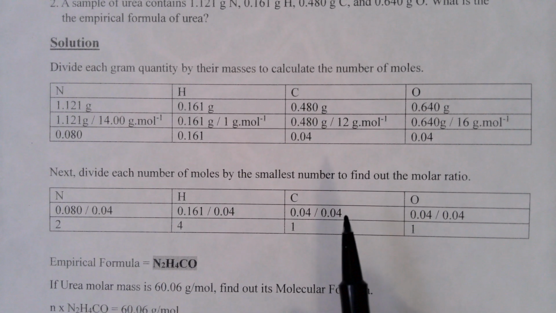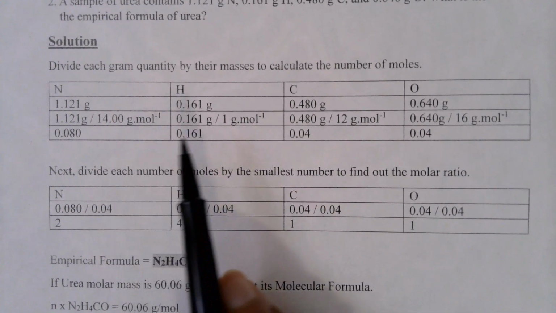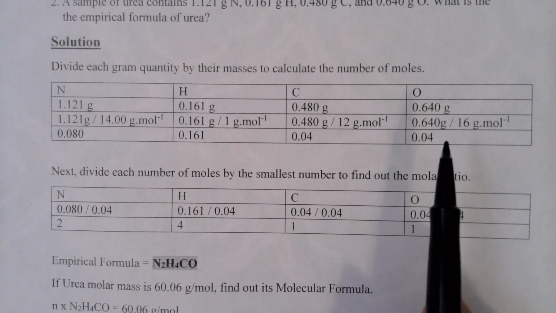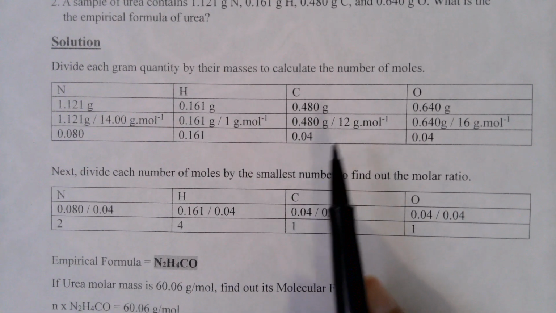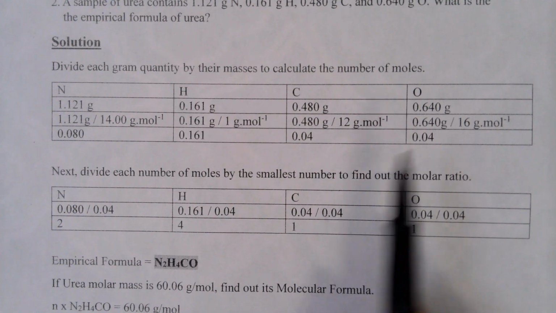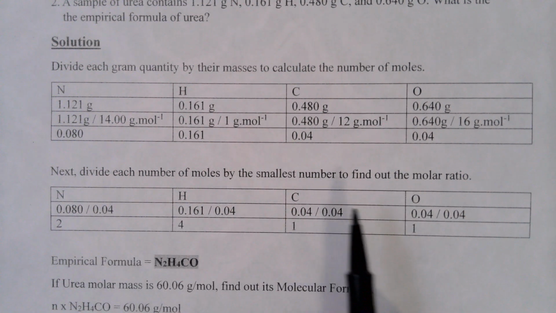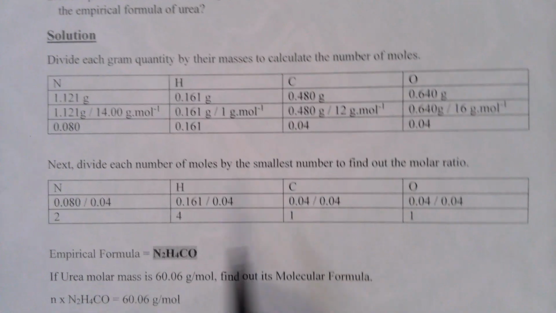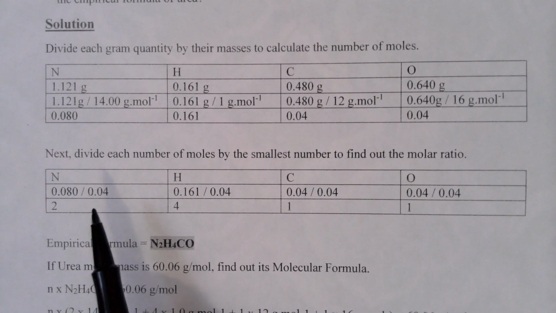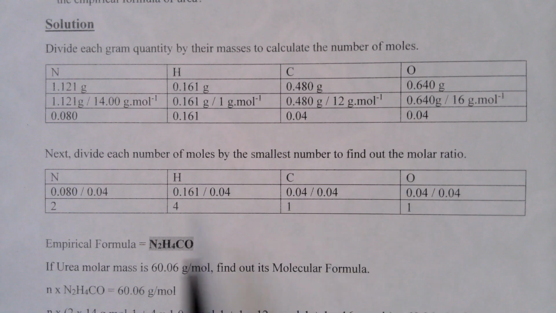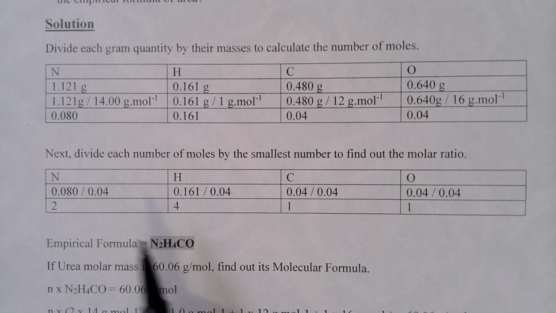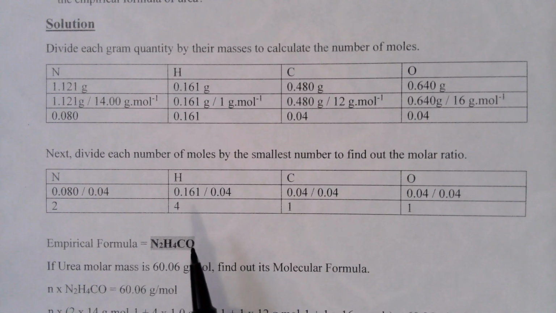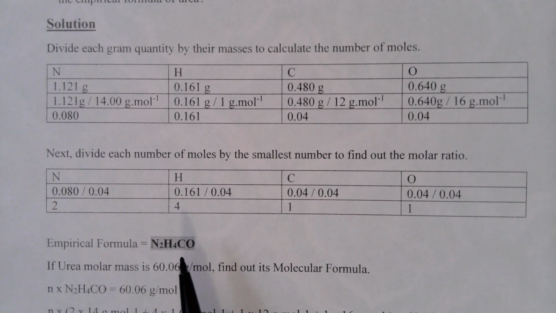Now to get the whole number ratio, let's divide these numbers of moles by the smallest number. Among these four, the smallest is 0.04. So I divide all 4 by the smallest number to get the whole number ratio. Then we get the whole number ratio 2:4:1:1. Then our empirical formula is N2H4, carbon 1 and oxygen 1, N2H4CO. This is our empirical formula.